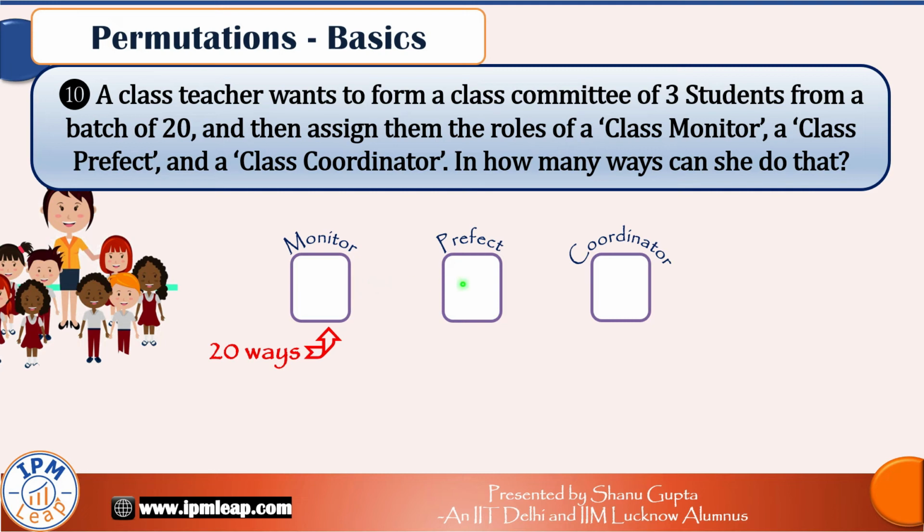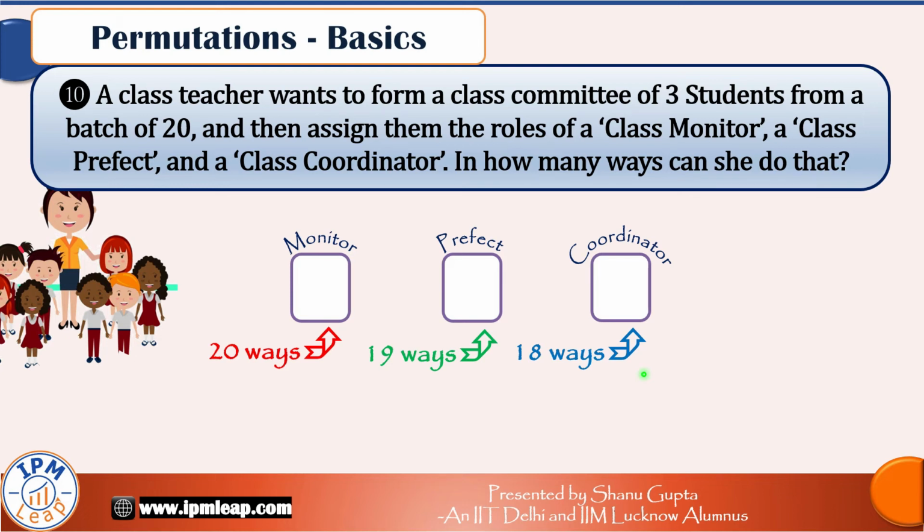Once I have chosen the class monitor, I would then move on to select the class prefect. Now I have 19 students left, so I can fill up this position in 19 ways. And similarly, for the position of coordinator, there are 18 students, so this position can be filled in 18 ways because I'll appoint anyone out of the remaining 18 as a class coordinator.